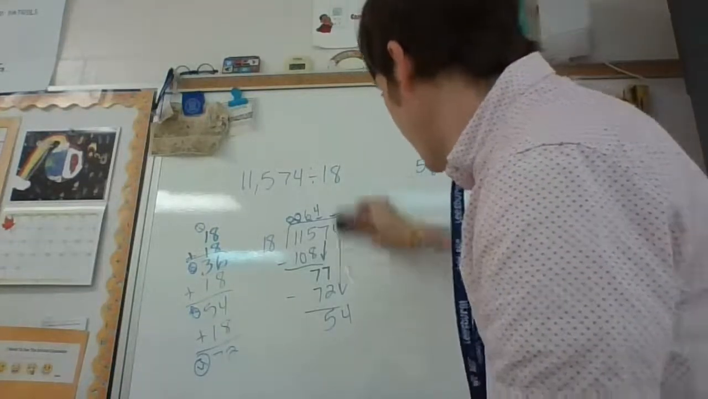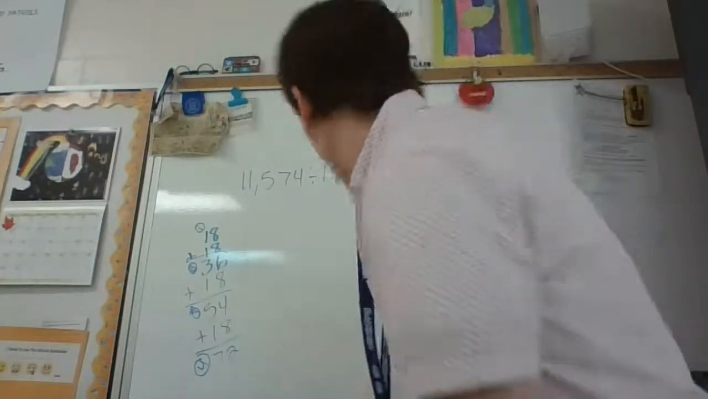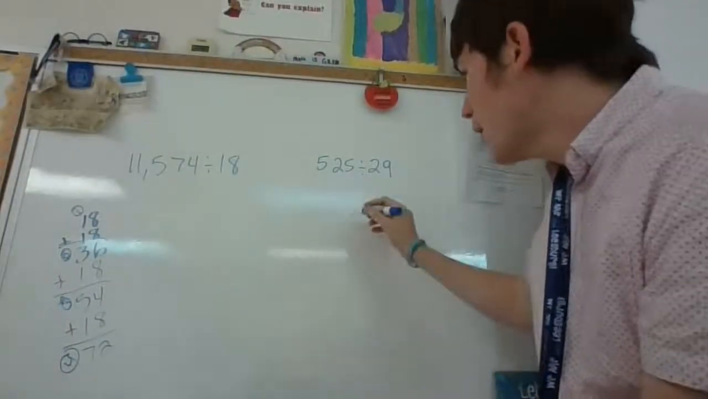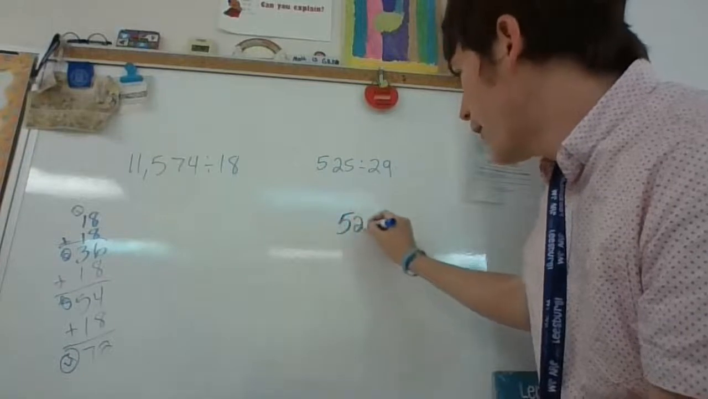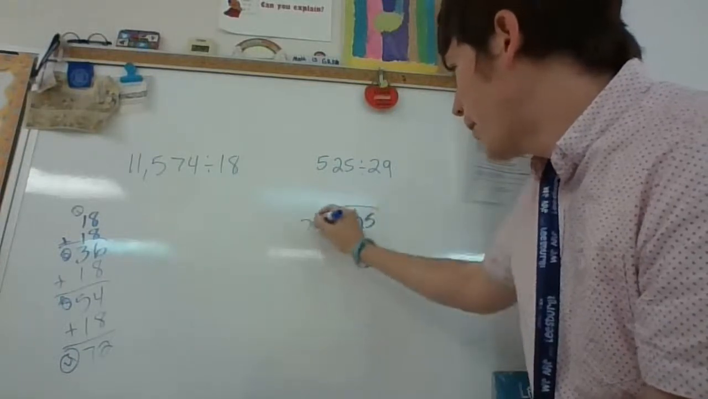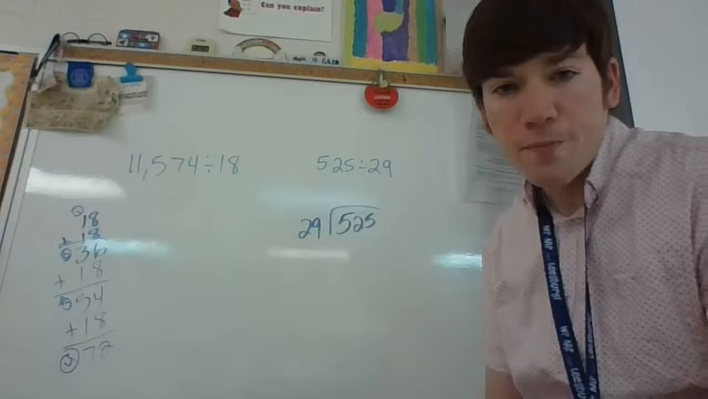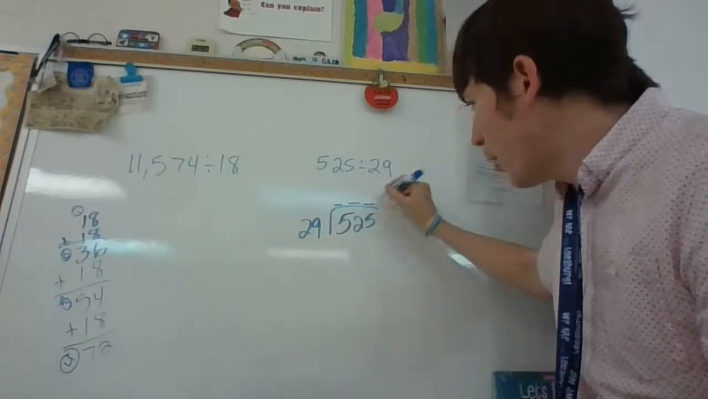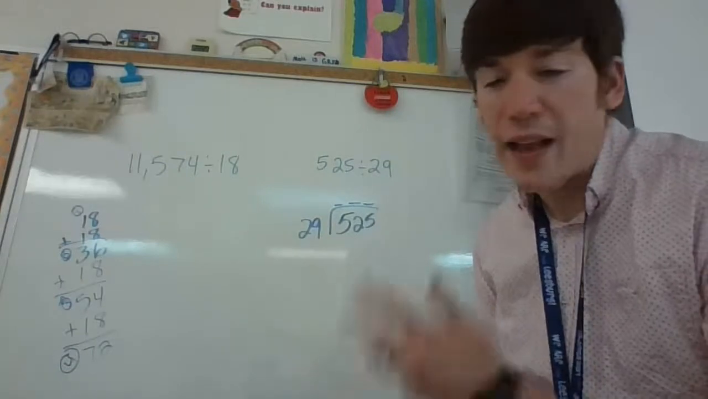Let me erase this a little bit, and we'll take a look at the second problem here. All right. The second problem is really similar. We have 525, and we're dividing that up into 29 groups. Again, let's put our place value markers down, this time only going to the hundreds place: hundreds, tens, ones.